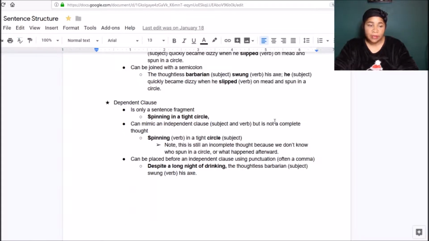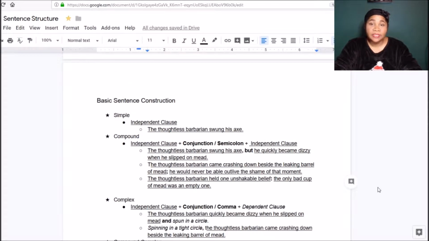A dependent clause is basically a fragment. It can mimic an independent clause. It might have a subject and a verb, but it's not a complete thought. For example, spinning in a tight circle. We don't know what was spinning, why it was spinning, where exactly it was spinning. We just know it was spinning in a tight circle. So that's a fragment.